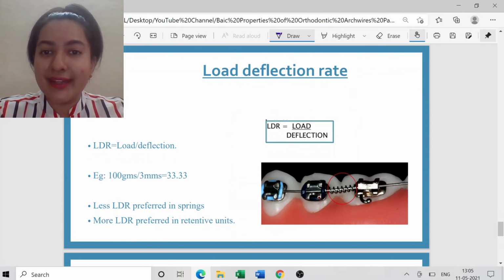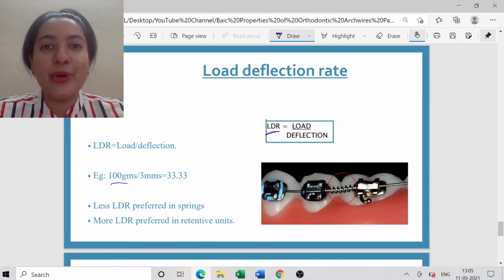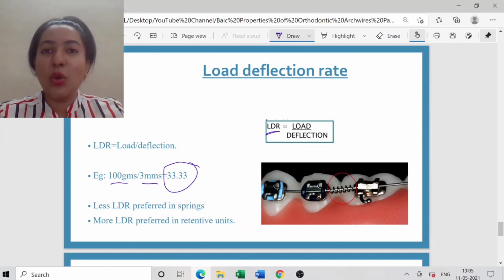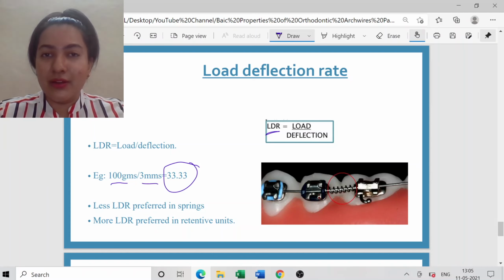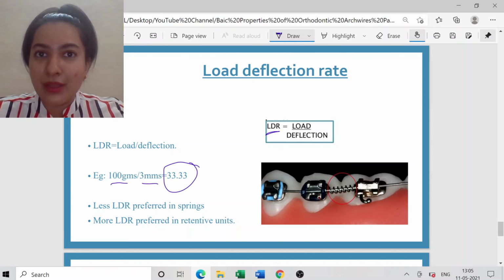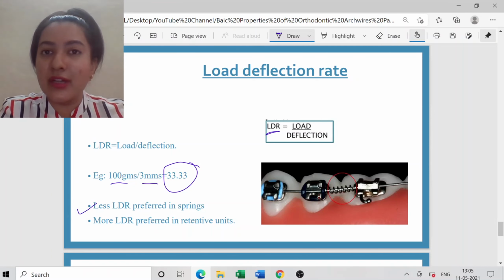Load deflection rate, that is LDR, is equal to load divided by deflection. That is, if I apply 100 grams of load on a particular wire and there is 3 millimeters of deflection in it, 33.33 becomes my load deflection rate. Okay, so it is the amount of load per unit of deflection. So now the next thing, less LDR is preferred in springs and more LDR is preferred in retentive units.